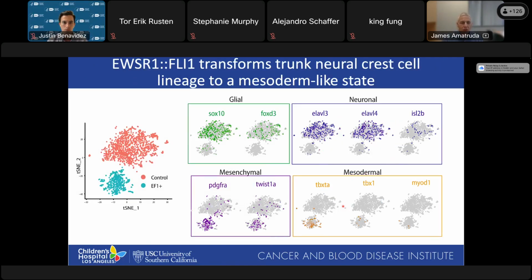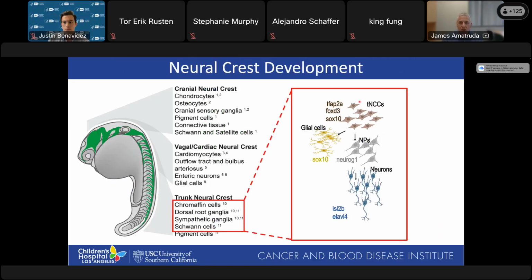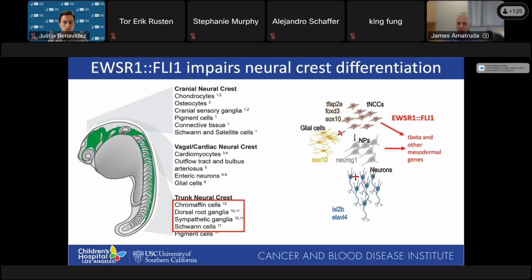And when we looked more closely, we asked specifically, these neural crest precursors are expected to develop into glia, neurons, and eventually into pigment cells. And in the control, that was certainly the case, expressing all these glial and neuronal markers. But in contrast, the tumor cells shown here in this cluster were much more likely to turn on mesenchymal and mesodermal genes such as twist1a and T-box transcription factors. So it seemed like somehow this normal neural crest developmental pattern, in which these neural crest stem cells give rise to glial cells or to neural progenitors and ultimately to mature neurons, was being disrupted.